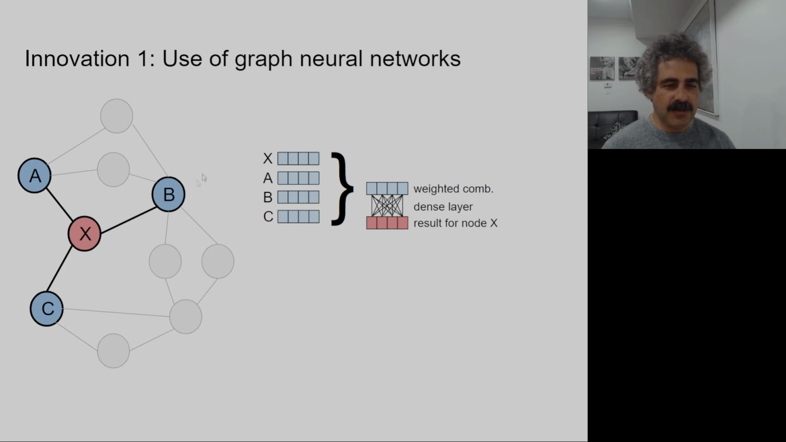Basically, the graph neural network layers work as follows. We take a particular vertex and we look at its neighbors. Each of these vertices has a particular feature vector associated with it. These are combined into a single feature vector by a weighted combination. Then a classical dense layer and an activation function are applied to obtain a result for node X. The graph layer typically processes all the nodes at the same time and can be applied multiple times in order to propagate information from more distant nodes in the graph.